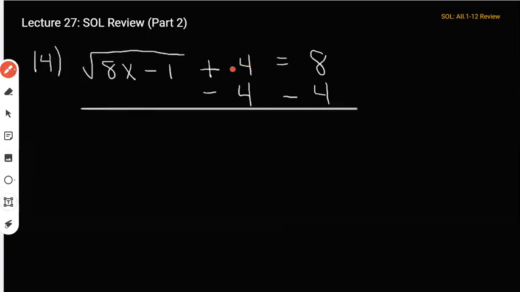If I do that, the plus 4 and the minus 4 will cancel out, giving me 0. And then I'm left with square root of 8x minus 1 is equal to 8 minus 4, and that's going to be 4.